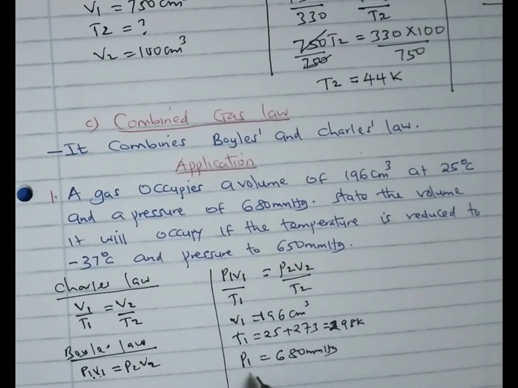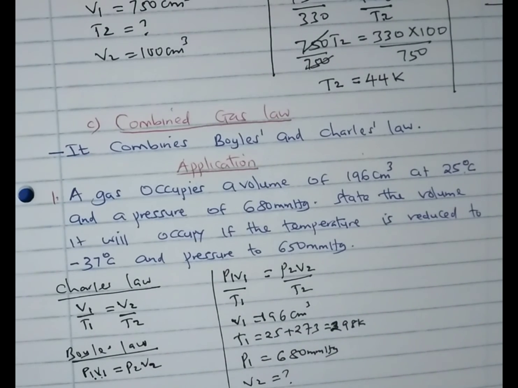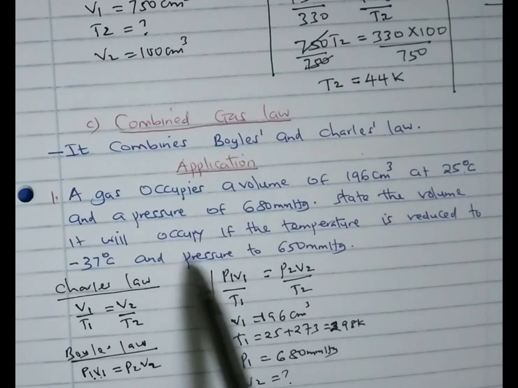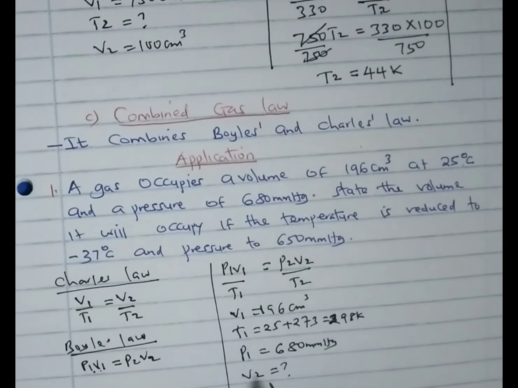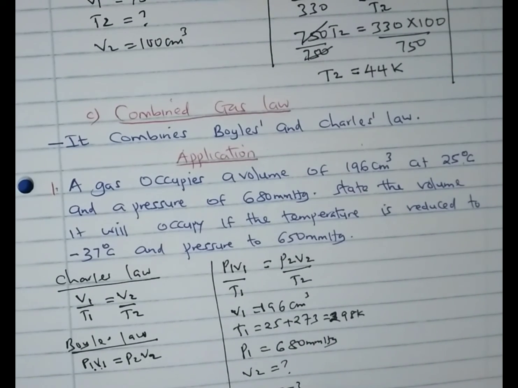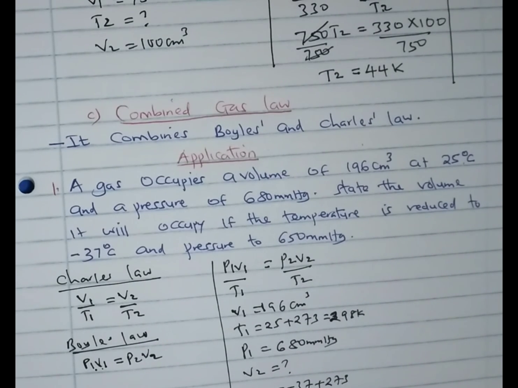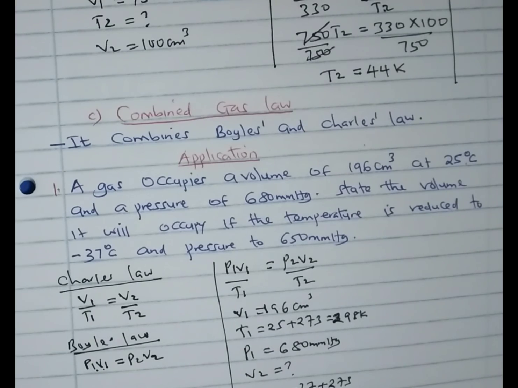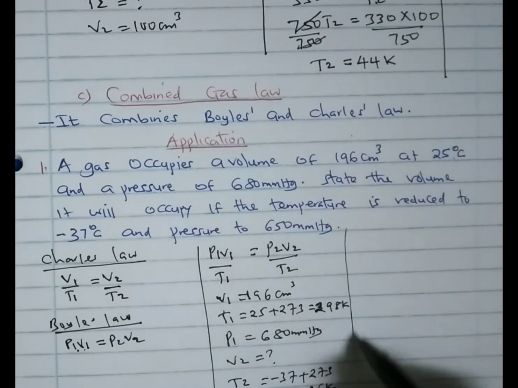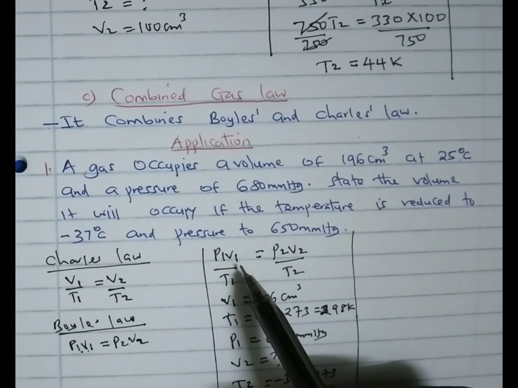State the volume it will occupy, that is volume 2, which we have not been given, and the temperature has been reduced to negative 37 degrees Celsius. So our temperature 2 is going to be negative 37. We add 273, giving us 236 kelvins.